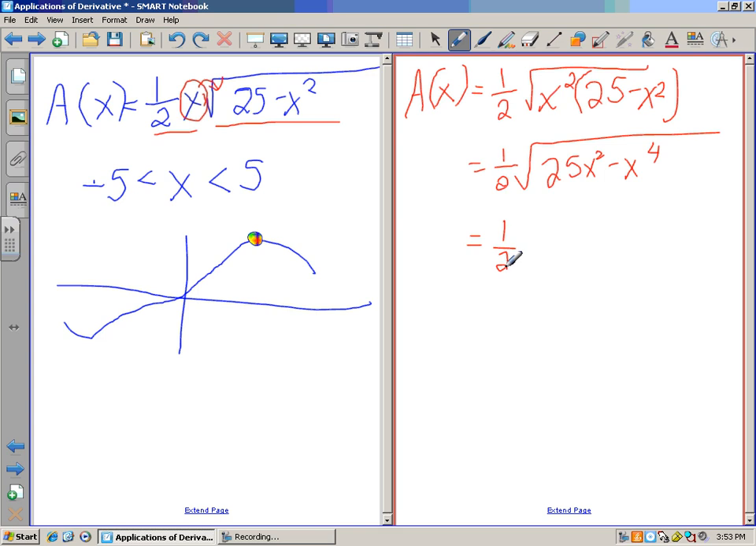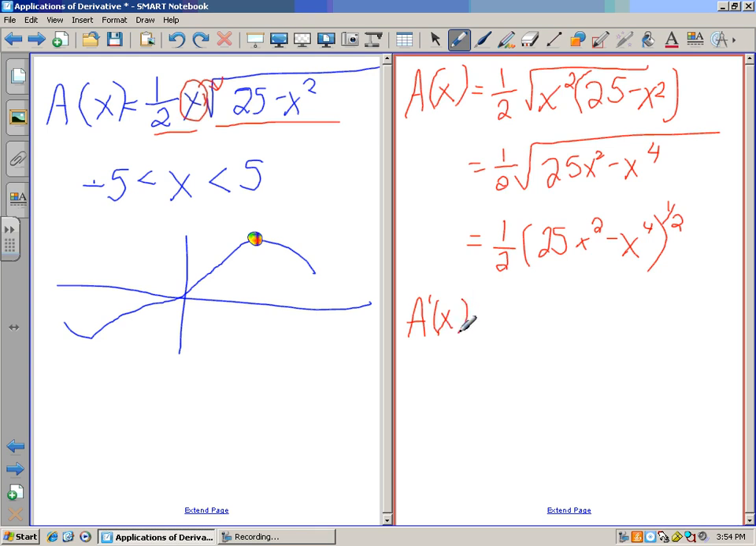It's 1/2 times 25 minus x squared minus x to the 4th, and all that is to the half power. Because we know that when we differentiate, it's easier to have it written as a power than as a radical, because then we can apply the power rule. So now we are ready to take the derivative.